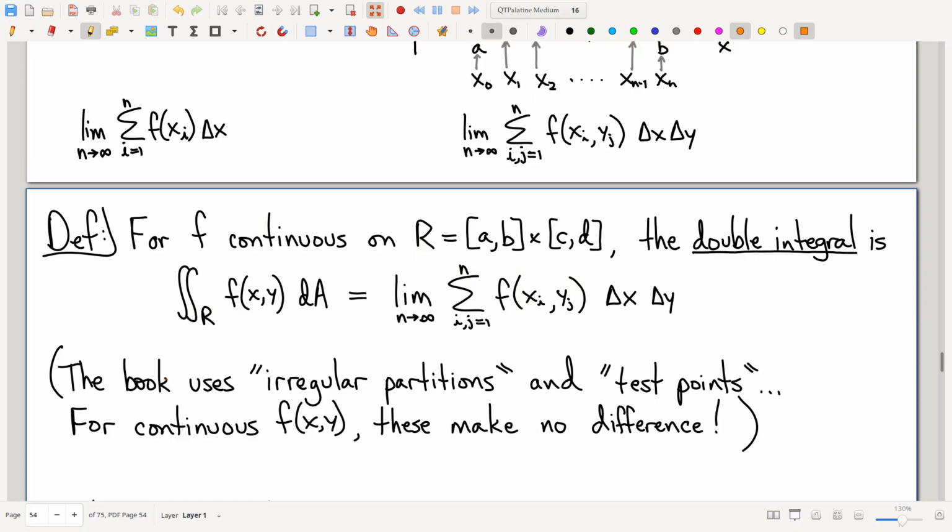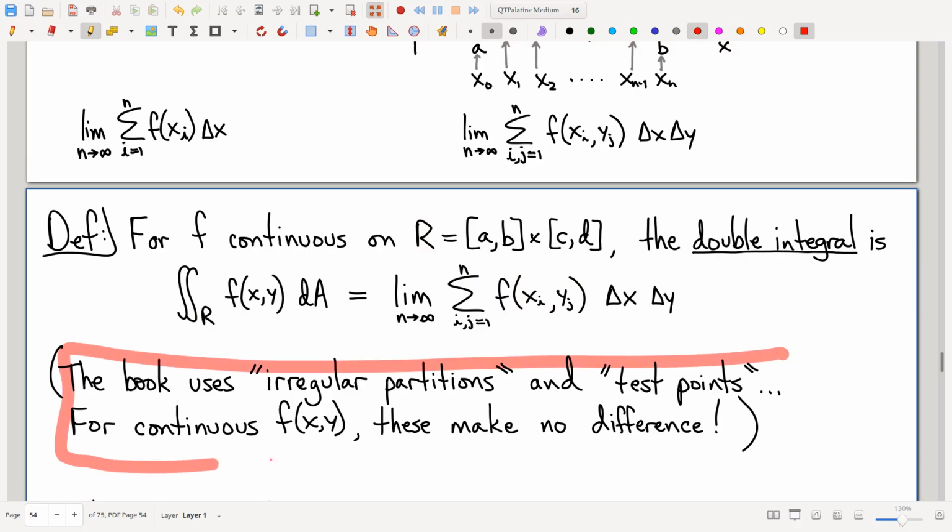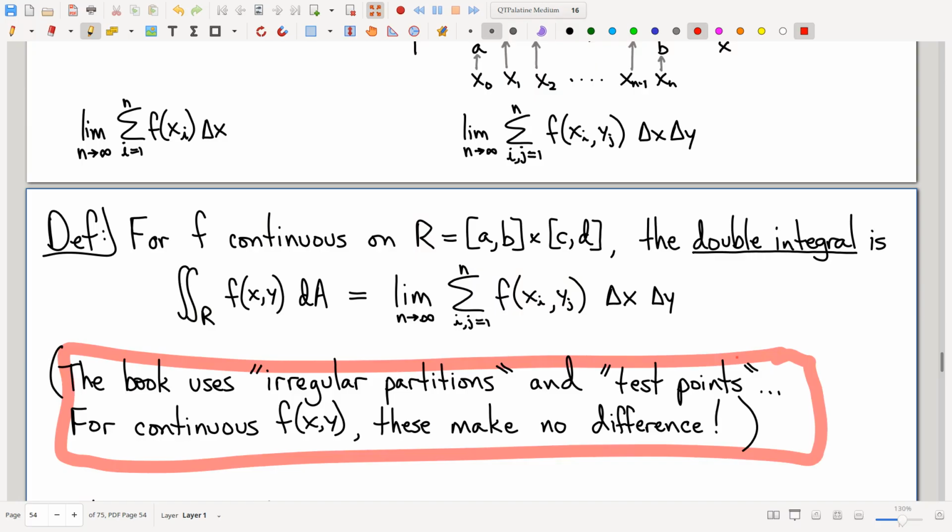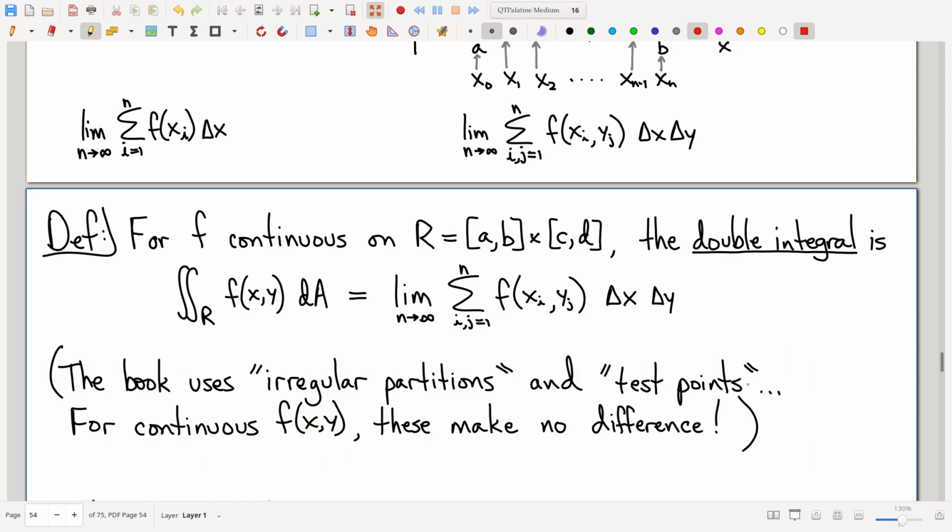Okay, side note, you don't need to worry about the book. In several places, the book gets a little bit more abstract and mathy than is our focus. So the book takes a few steps in the direction of doing some cool real analysis, Math 431, Math 531 kind of stuff, and talks about irregular partitions and test points. We're not going to do anything with that. We have no need for that. It's not going to matter to us. So you can ignore all of that.